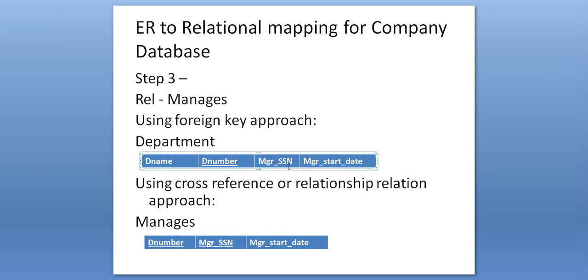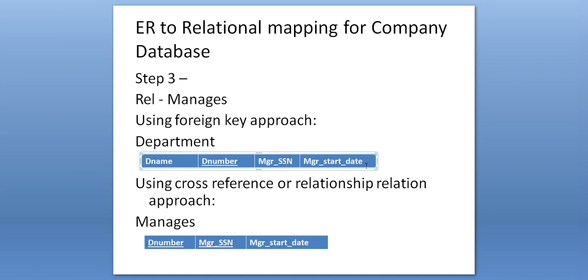Other than this foreign key, if manages has some attribute of its own, then we have to insert it as an attribute in department. That's why it has start date, isn't it? It has the attribute start date. So start date I have changed to manager start date. Instead of mgr start date, you can use only m start date also, but I have changed it to mgr start date. So these are the changes we have done in the department relation if we are using the foreign key approach.